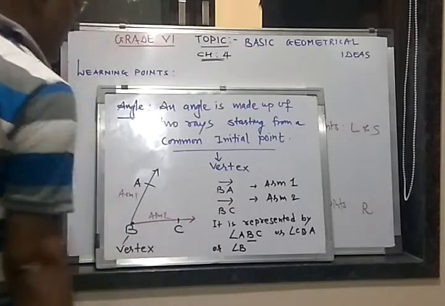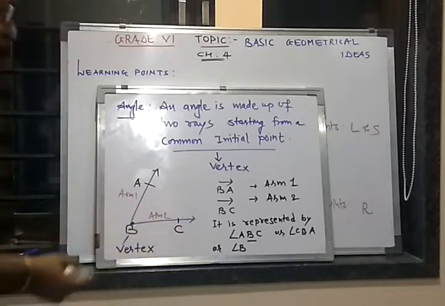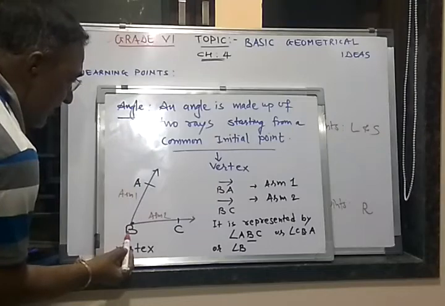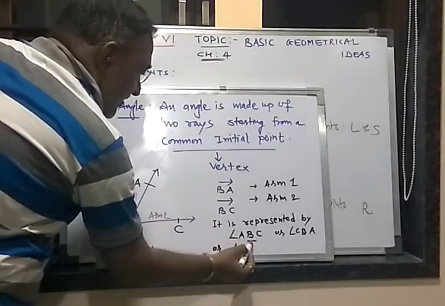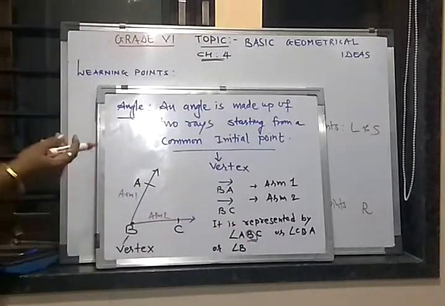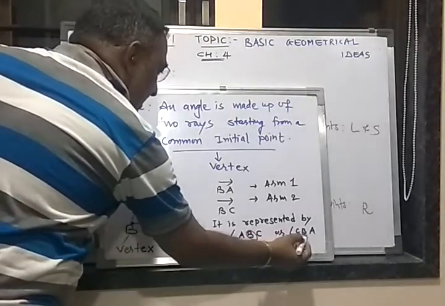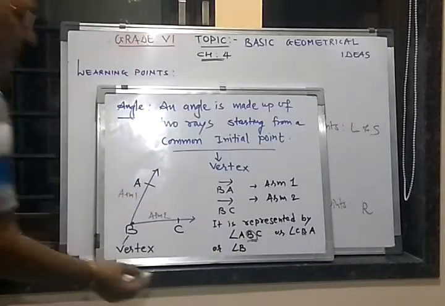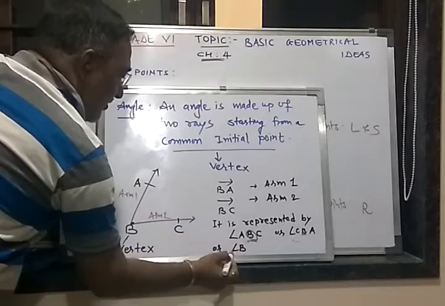It is represented by angle ABC or angle CBA, where B is the vertex. So you can write angle ABC here. B is the middle point, you see. The vertex is always written in the middle of the letters. Angle CBA, here B is the vertex, or you can write angle B also. So you can represent an angle this way or this way or this way.